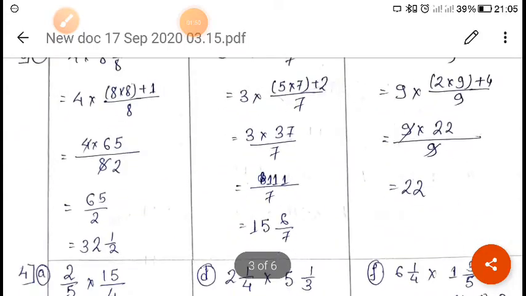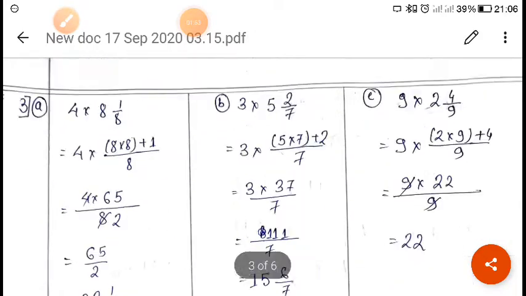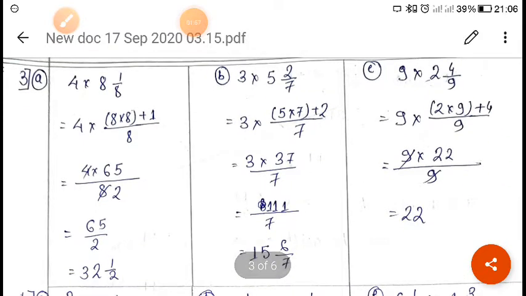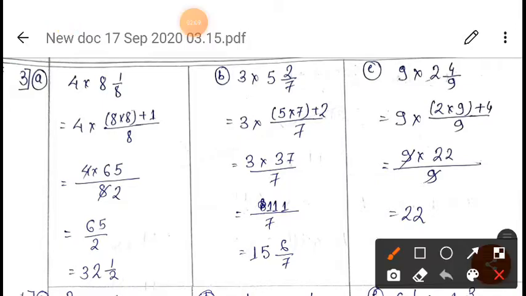Now next is question number 3. It has been written: multiply and express the following mixed fractions. They are given as mixed fractions, so you have to first convert them and after that multiply. As you can see, 4 into 8, 1 by 8. We will multiply this 8 with this 8: 8 eights are 64, right? 64 plus 1 will be 65, right? So 65 by 8 we can write like this.